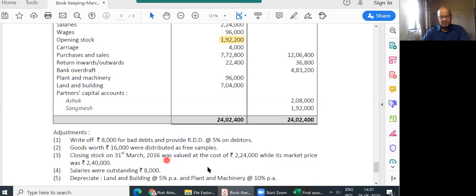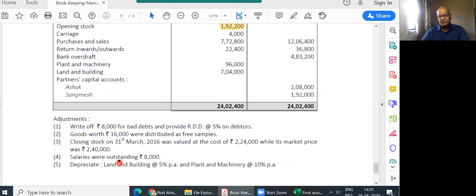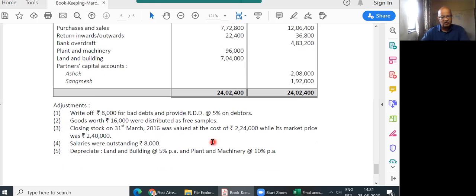Closing stock is valued at cost price 224,000 and its market price is 240,000. Whenever cost and market price are given, we compare cost price with market price, and whichever is less, that value will be taken. So this 224,000 will appear in the credit side of trading account, and second effect, it will go in the asset side of the balance sheet.